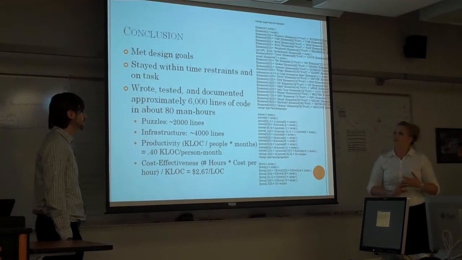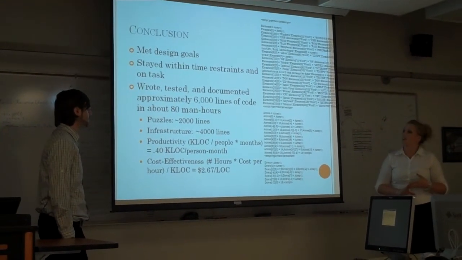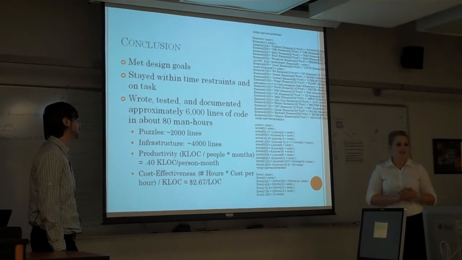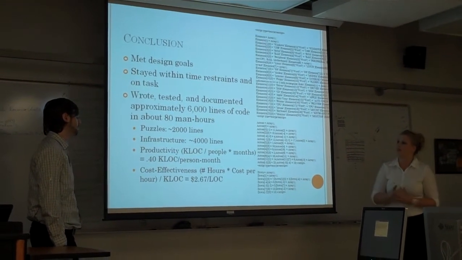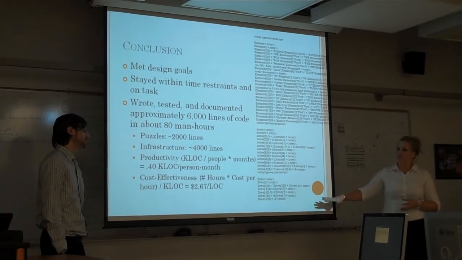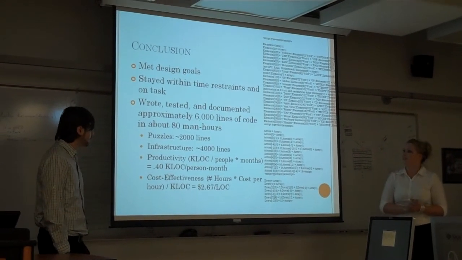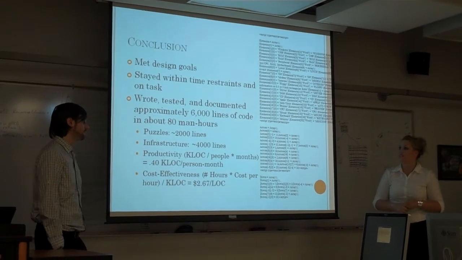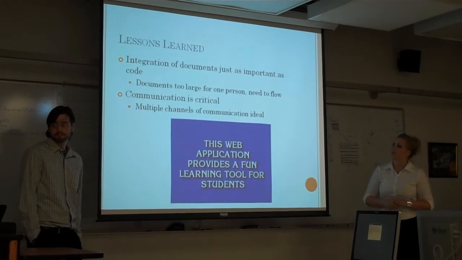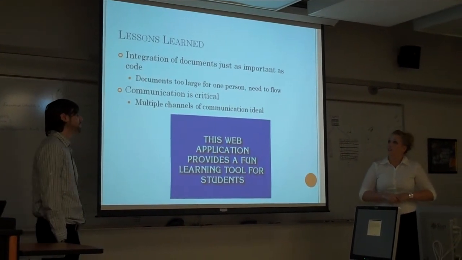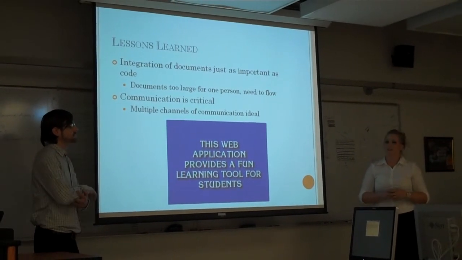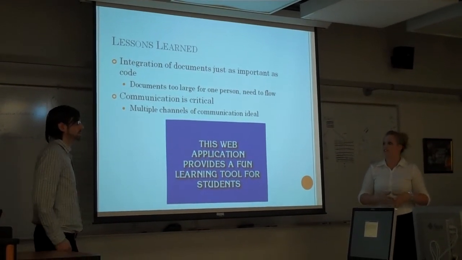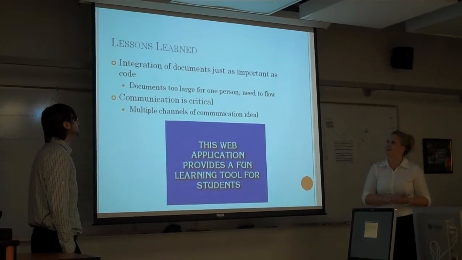So we did meet the design goals, we stayed within the time restraints, and we ended up writing about 6,000 lines of code in about 80 man hours, including all of our work. There's a breakdown of how much each thing took, but it was a big project. We learned that the integration of the documents is just as important as the code, because we had everybody writing parts of the document and we had to put them together and make it flow, just like you have to put code together and make it all work together.